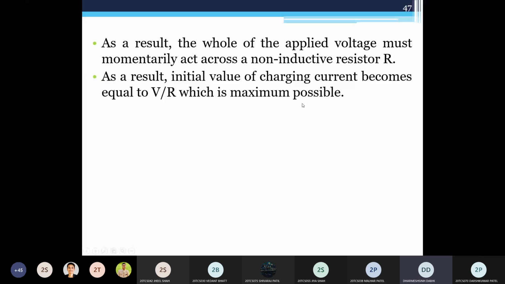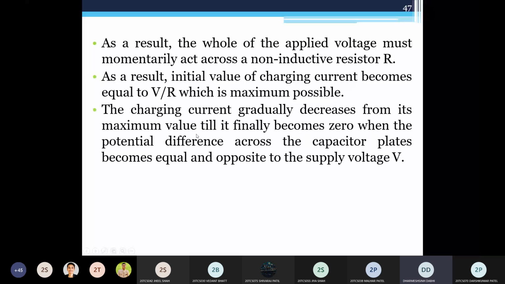So the charging current gradually decreases from its maximum value. Maximum value is V by R. Clear? So once you close the switch S, initially maximum current Im, that is V by R, is flowing. And as time passes, this maximum current value is decreasing. It means this charging current value is decreasing. So the charging current gradually decreases from its maximum value till it finally becomes 0 when the potential difference across the capacitor plates becomes equal and opposite to the supply voltage.